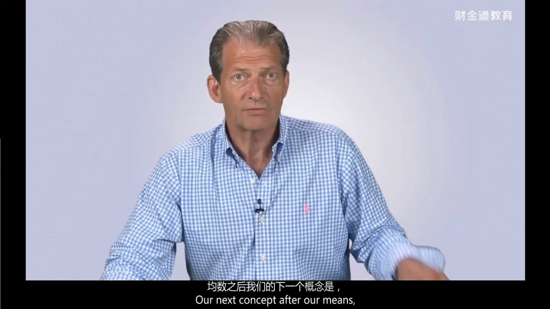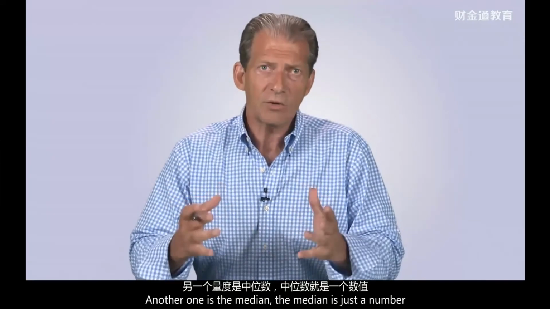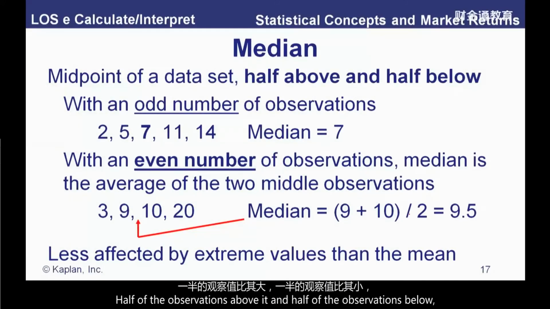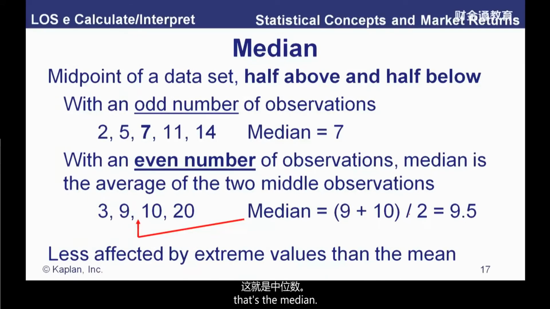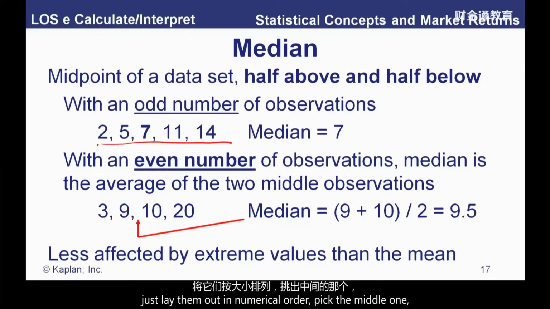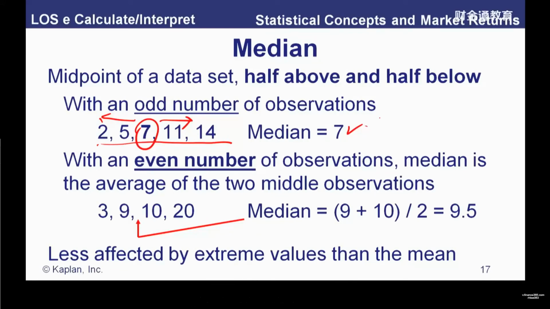Our next concept after our means, remember, what are we? Well, we're looking at measures of central tendency, right? Well, another one is the median. And the median is just a number that's in the middle of the data set. Puts half of the observations above and half of the observations below. That's the median. Now, if we have an odd number of observations, that's pretty easy. Just lay them out in numerical order, pick the middle one, you've got half higher, half lower, and the median is 7. If we have an even number of observations, then it's the average of the two middle ones.